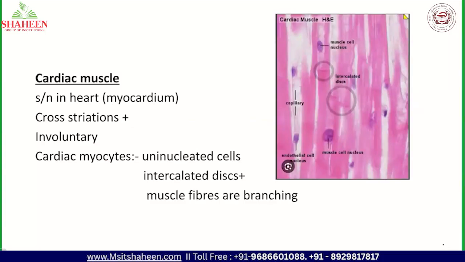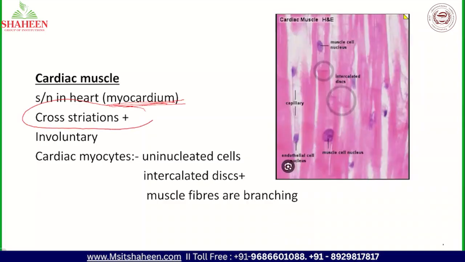Next is about the cardiac muscle. I'm not going into detail about the cardiac and the smooth muscle. We will learn it in detail when we learn about the heart. The cardiac muscle is seen in the heart. The heart wall has three layers: endocardium, myocardium, and pericardium. The myocardium is the middle layer, which consists of the cardiac muscle.